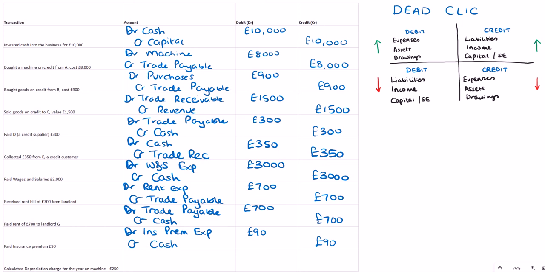Next one, calculate a depreciation charge for the year on machine for £250. So that is going to increase the depreciation charge. So that's an expense. So debit depreciation charge for £250. And remember, depreciation decreases an asset. So that's going to be a credit to accumulated depreciation account on the machine for £250.